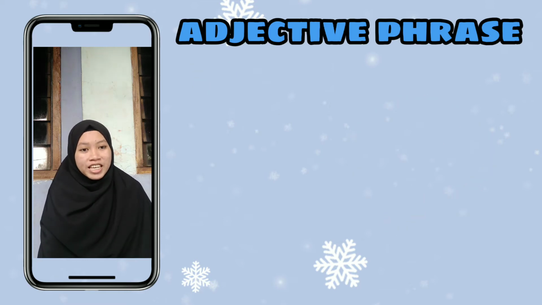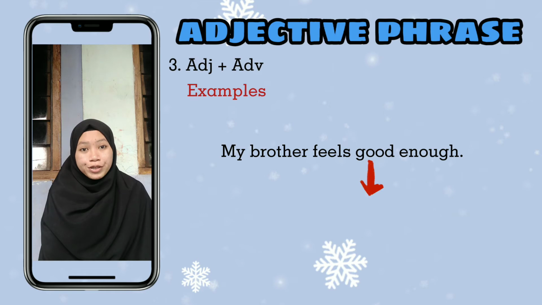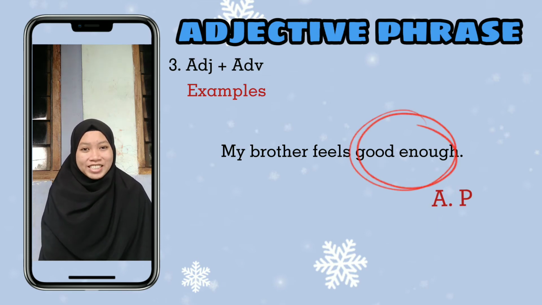The last pattern is adjective plus adverb. For example, my brother feels good enough. Good enough is adjective phrase. Good as adjective and enough as adverb. So, good enough is adjective phrase.